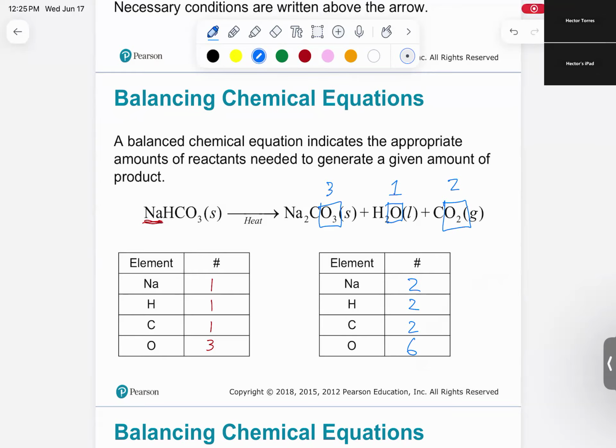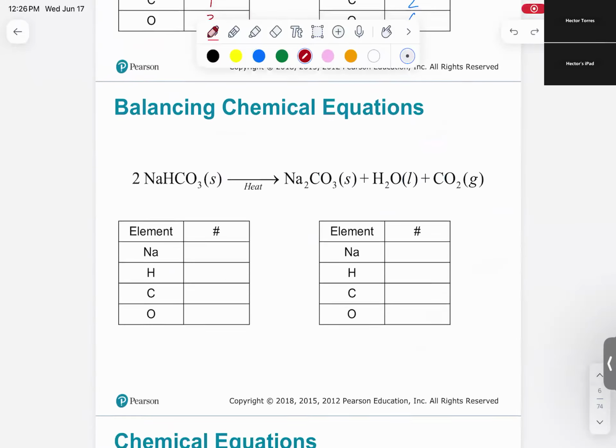So the whole point of balancing equations is that I want to have the same amount of each element on the reactant side as I do on the product side. And if you look at this, I have one Na, I have two Nas. So as you can tell, they're not the same. So we need to do something to be able to balance it.